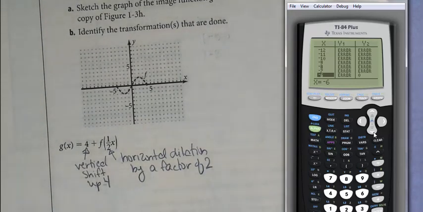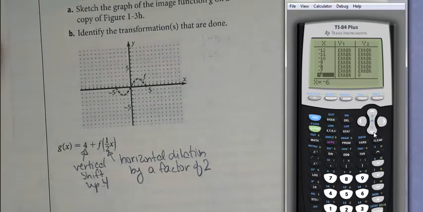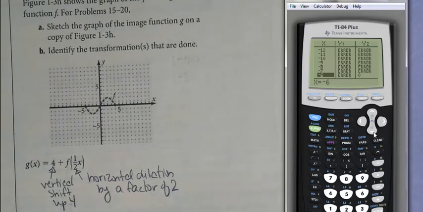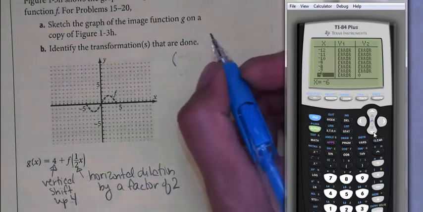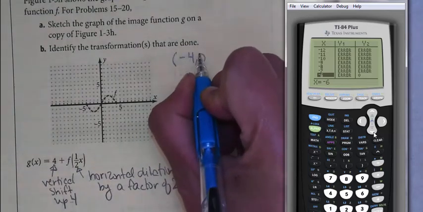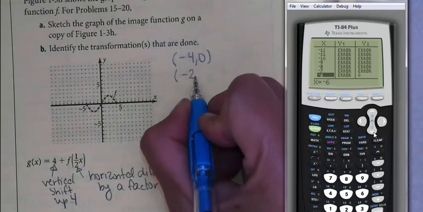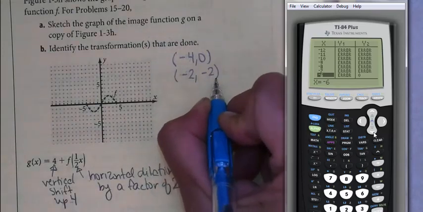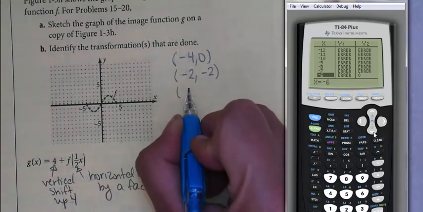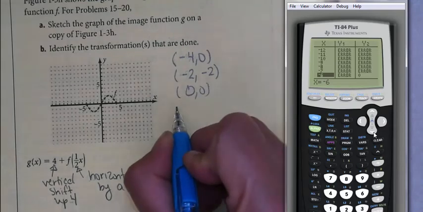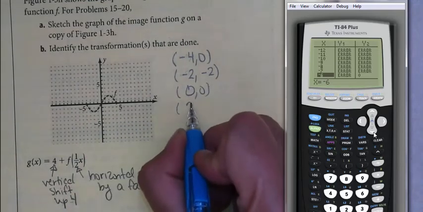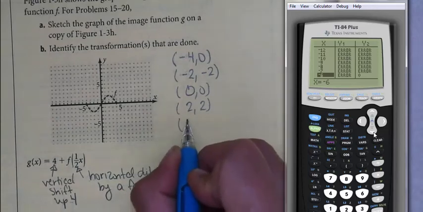Okay, so I'm going to do all of those things to my function now. I'm going to take each original point and transform that point, and I'm going to do that over here on the side. So my original points are -4, 0. That's a pretty easy one to see. I think I got -2, -2. I've got 0, 0, 2, 2, and then 4, 0.